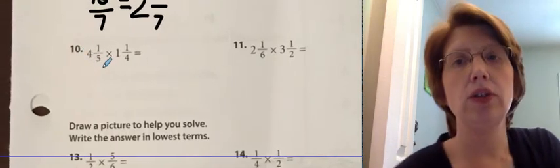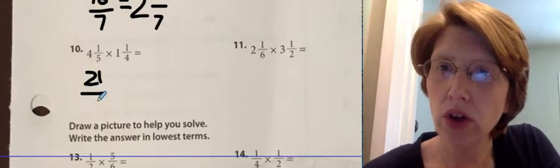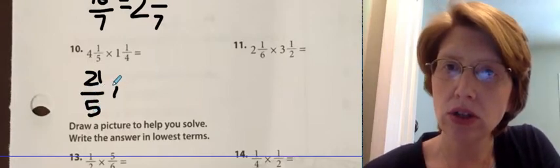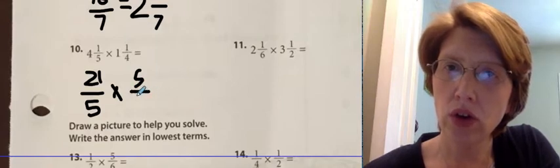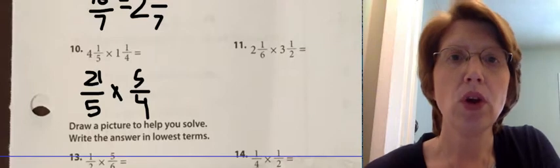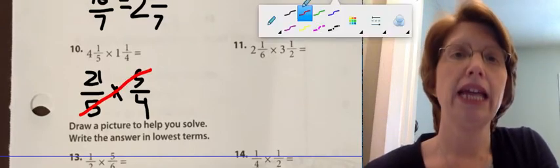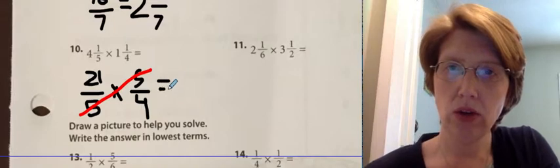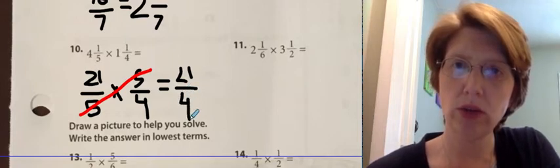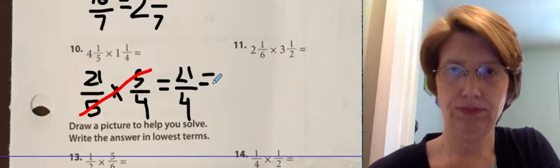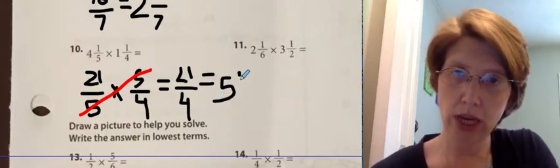So let's change this to an improper. 5 times 4, 20, plus 1 is 21 over 5 times, so look at your next one, 4 times 1 plus 1, 5 over 4. Ooh, and look what we have. We have something really cool. We have 5's diagonally across from each other, which means we get to cancel those out. So then we can just bring over what we have, which is 21 over 4. So 4 goes into 21 five times with a remainder of 1/4.